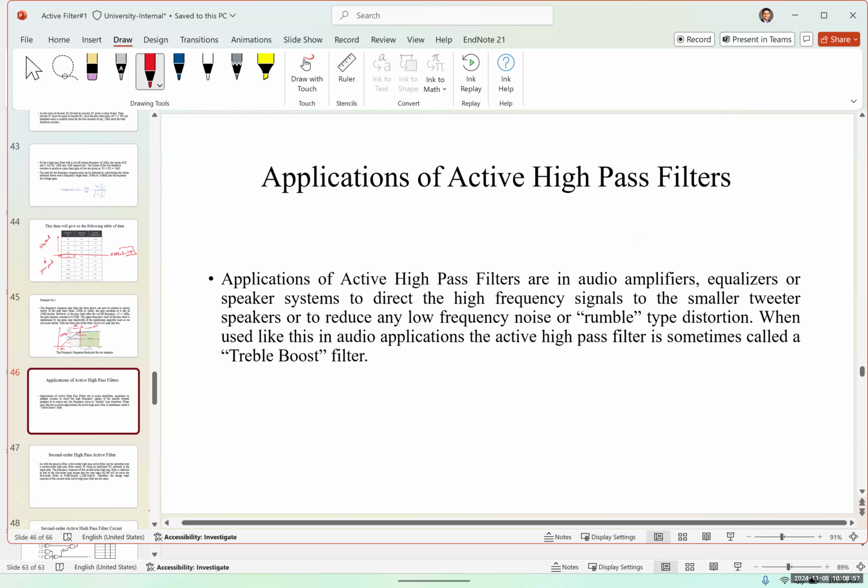Okay. Now, what are some applications of high-pass filters? Some applications of high-pass filters include audio amplifiers, equalizers, speakers, for reducing any low frequency or rumble type distortion. It's used also in radio communication systems, video, audio filtering, and in audio application, the active high-pass filter is sometimes called also the treble boost filter as well.